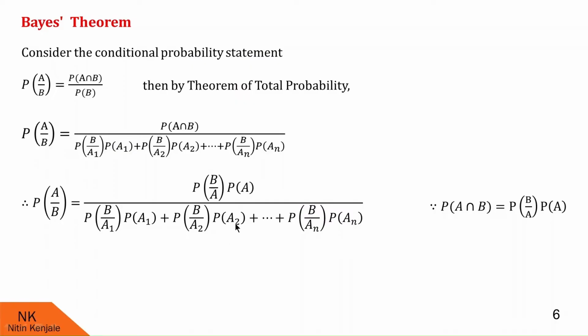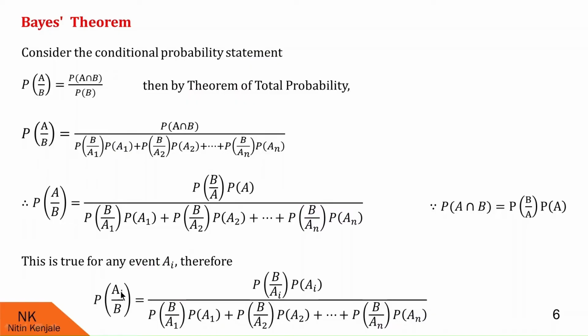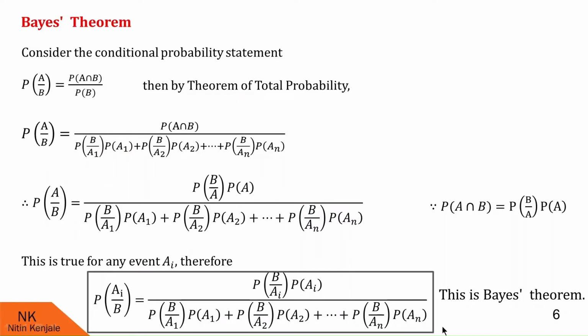And since this statement is true for any event A, we can write this statement for particular event Ai as follows. So we get P of Ai by B as P of B by Ai into P of Ai upon P of B by A1 into P of A1 plus P of B by A2 into P of A2 up to P of B by AN into P of AN, where this term in the numerator will be one of the terms of the denominator. This is Bayes' theorem. I hope guys you understood this theorem. Now we will see some examples based on this theorem. So let us proceed for our first example.